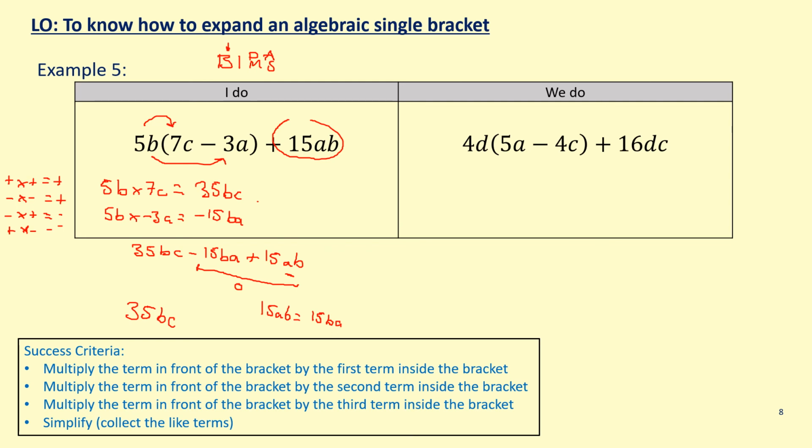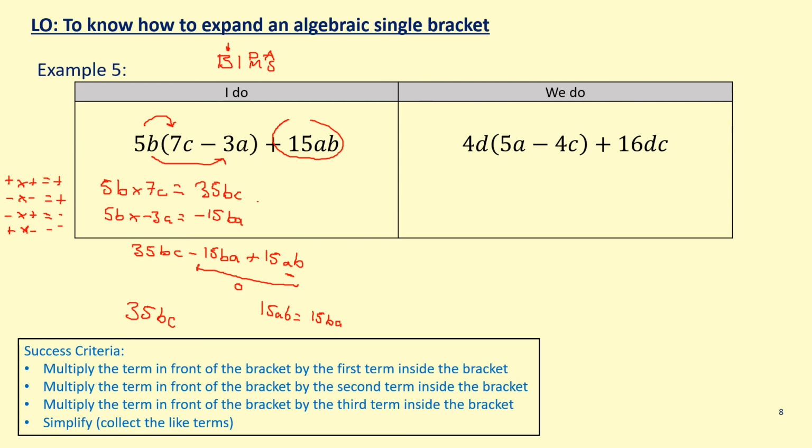Now please pause the video for a couple of minutes and attempt the we do for me, please. Thank you. Remember what happens when you multiply a positive by a negative, and remember to group and collect the like terms at the end. So with our green pens, please write down this method or give yourself a tick if you got it right.